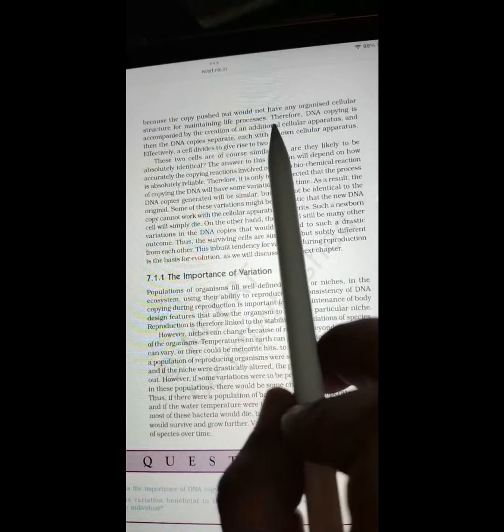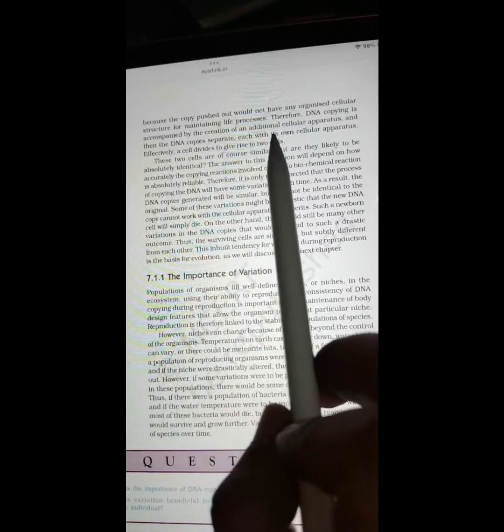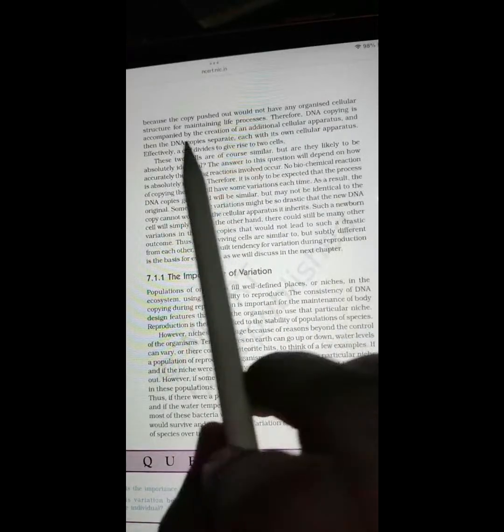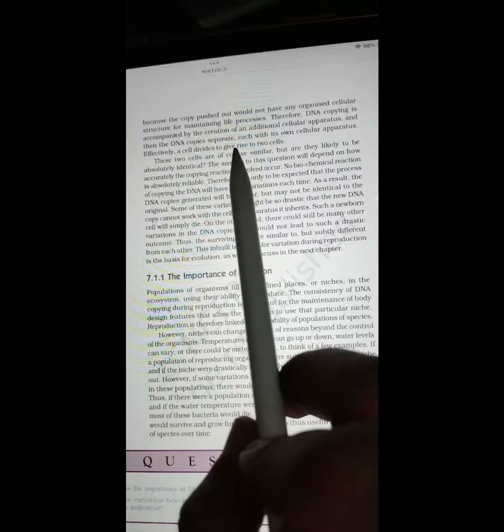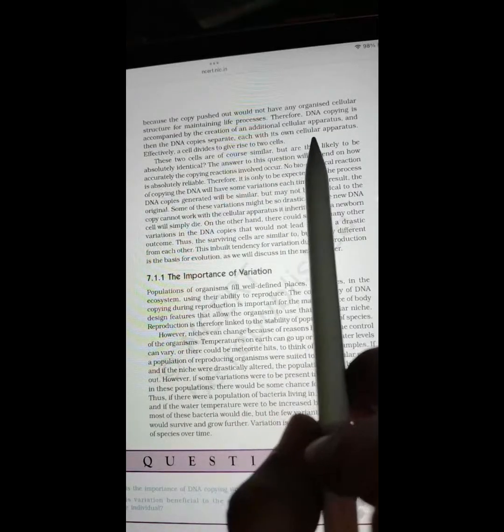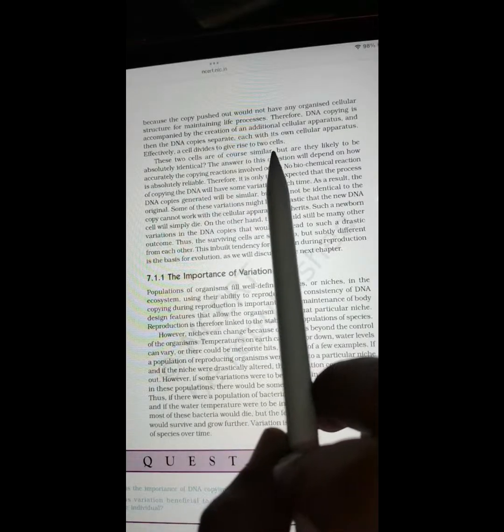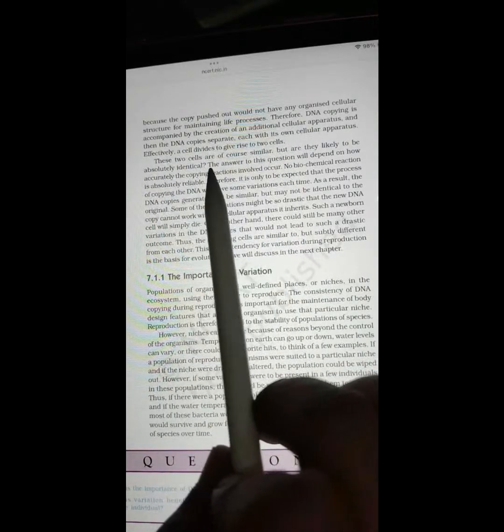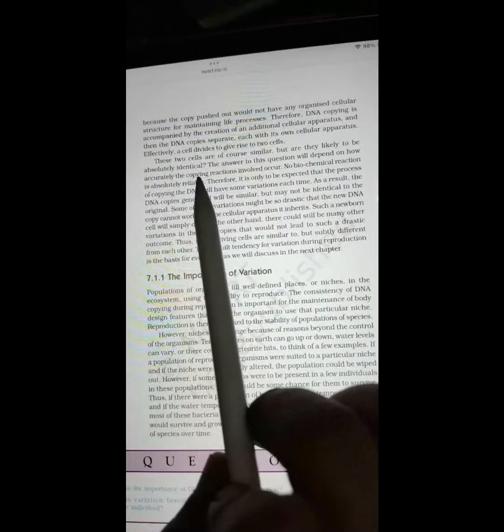Because the copy pushed out would not have any organized cellular structure for maintaining life processes. Therefore, DNA copying is accompanied by the creation of an additional cellular apparatus, and then the DNA copies separate, each with its own cellular apparatus. Effectively, a cell divides to give rise to two cells.